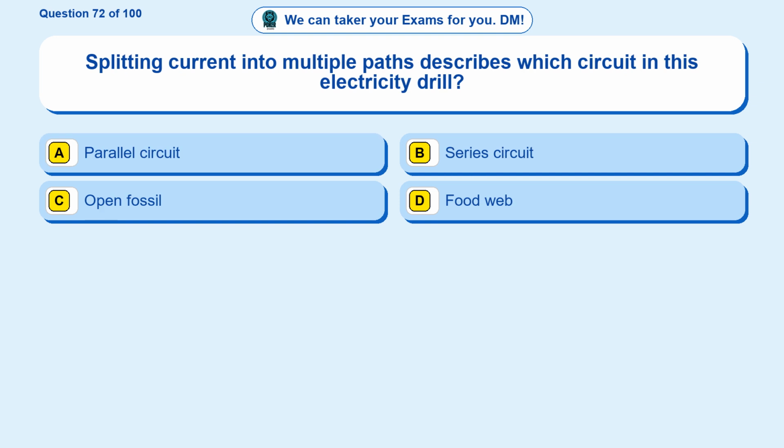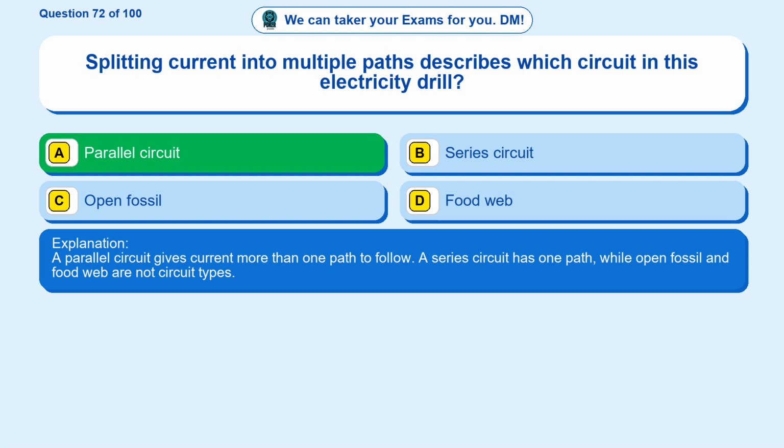Question 72. Splitting current into multiple paths describes which circuit in this electricity drill? Option A, parallel circuit. Option B, series circuit. Option C, open fossil. Option D, food web. The correct answer is option A. Parallel circuit. A parallel circuit gives current more than one path to follow. A series circuit has one path, while open fossil and food web are not circuit types.